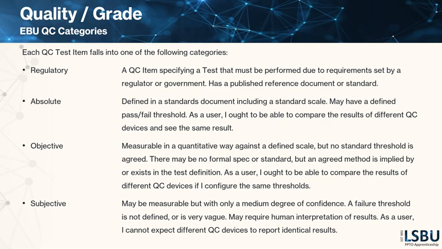Subjective content may be measurable, but with only a degree of confidence. A failure threshold is not defined or is very vague, and it may require human interpretation of results. As a user, I can't expect different QC devices to report identical results. So subjective content is one step further than objective. So if there are things which are not technical in nature, that can't be defined, and that don't produce a value that I can check in the post house and they can check at the broadcaster, then it becomes a subjective issue.